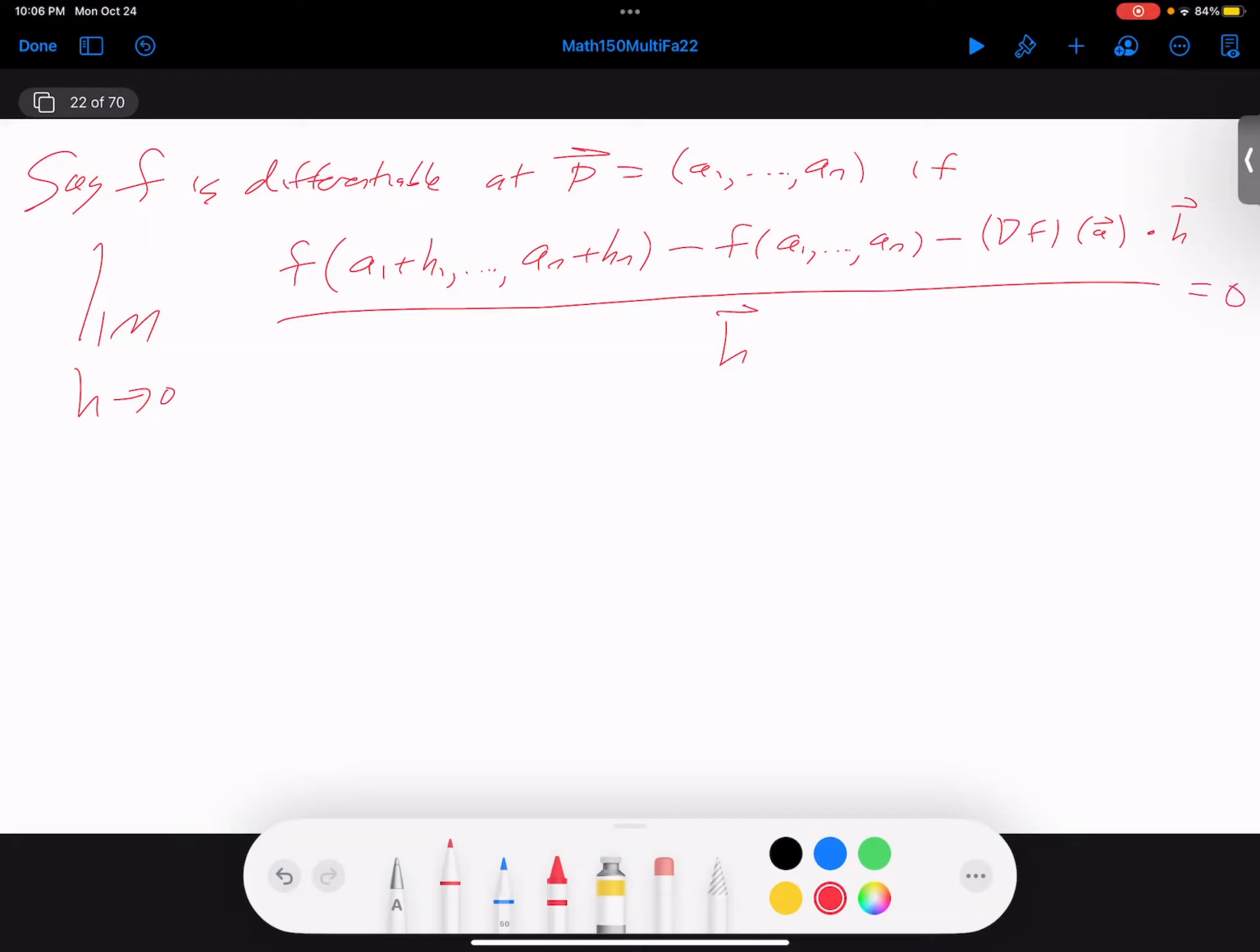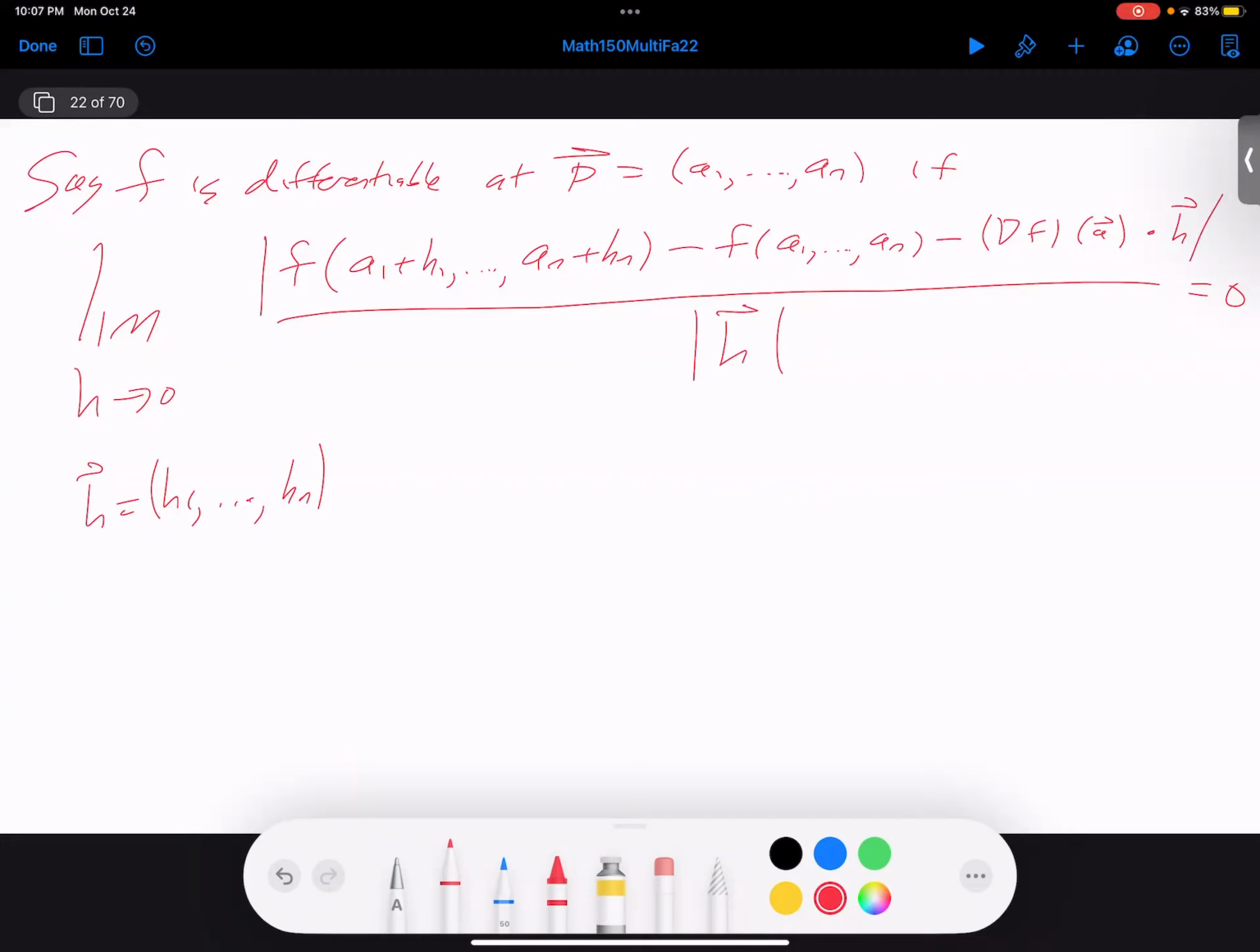Now, what kind of quantity is h? Here, h is (h1, ..., hn). What kind of quantity is this? It's a vector. I can't divide by a vector, so I take the length of h. What about the numerator? Is that a number or a vector? I've got f evaluated at a point. Is that a number or a vector? Number. So this whole thing is a number. I don't actually need the absolute value, so I'll just put it there.